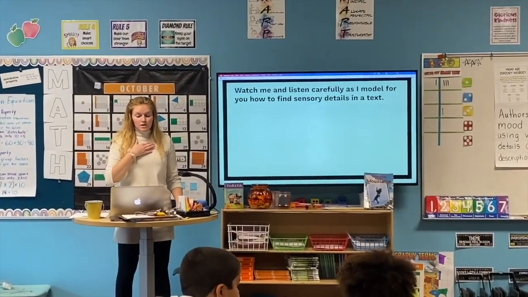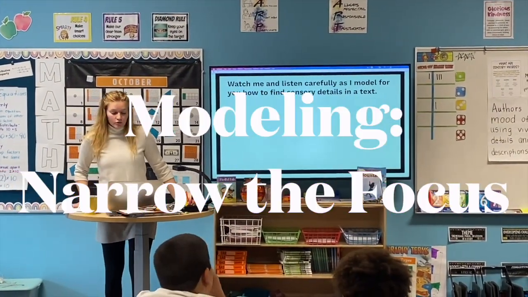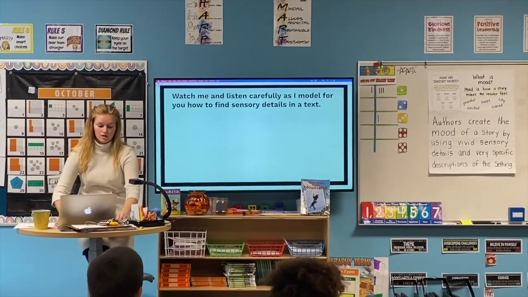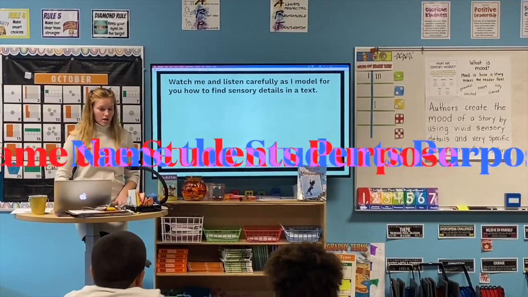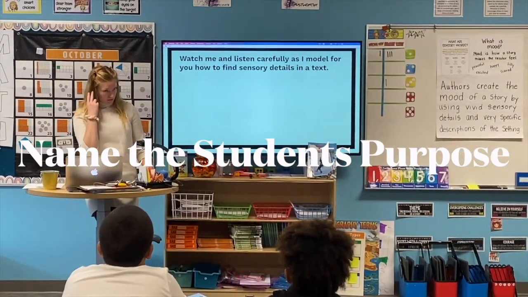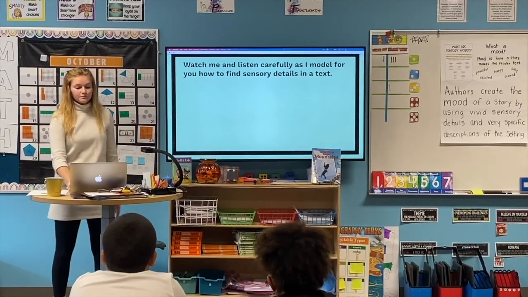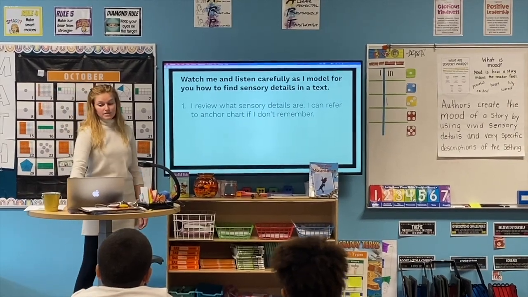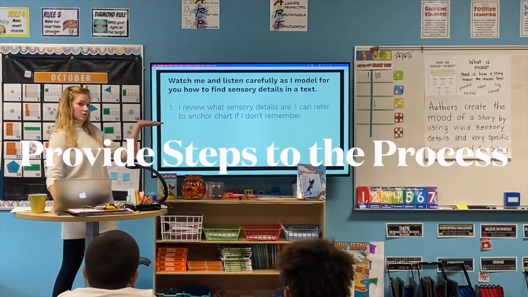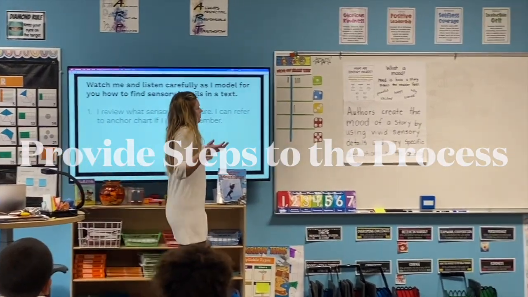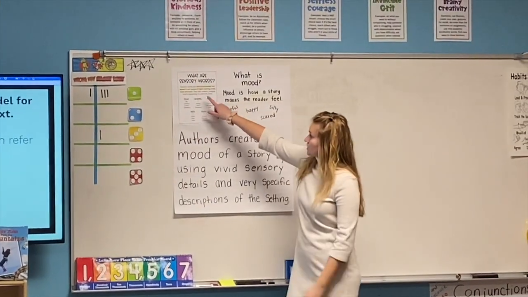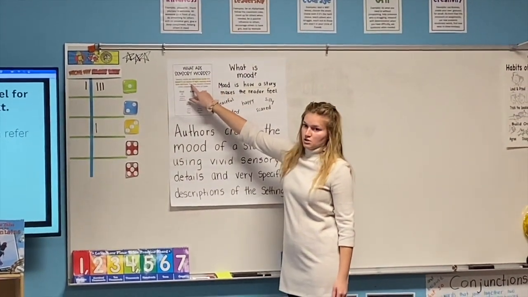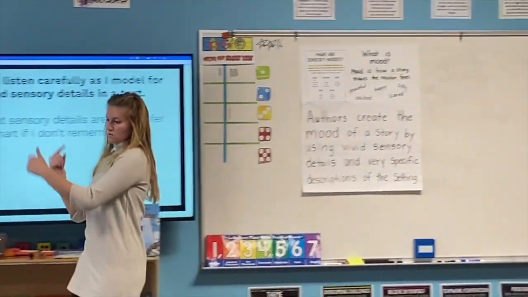Okay, so you'll watch me and listen as I carefully model for you how to find sensory details in a text. Okay? So your job, just watch and listen. My first step is that I'm going to review what sensory details are. So I can refer to my anchor chart if I don't remember. Okay? So first step, what are sensory details? Sensory details are descriptive words that appeal to our senses: sight, hearing, smell, taste, touch. Okay? I know what sensory details are, so now I can move to my next step.